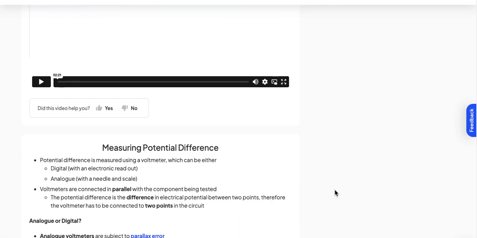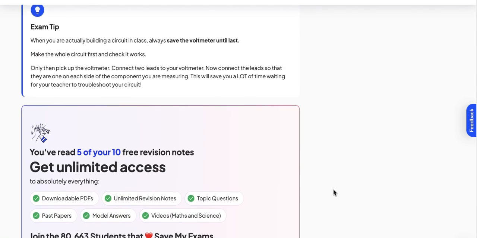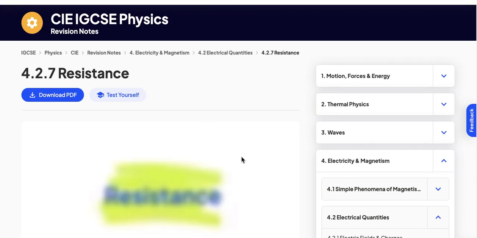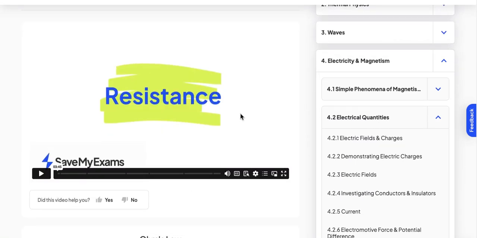Our next class will be on resistance. We'll do resistors, the total resistance in a circuit, how to calculate resistors in series and resistors in parallel, and so on.